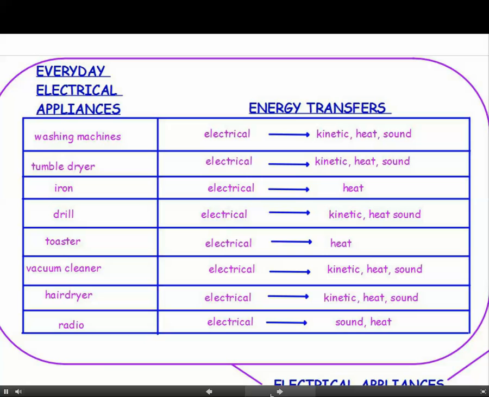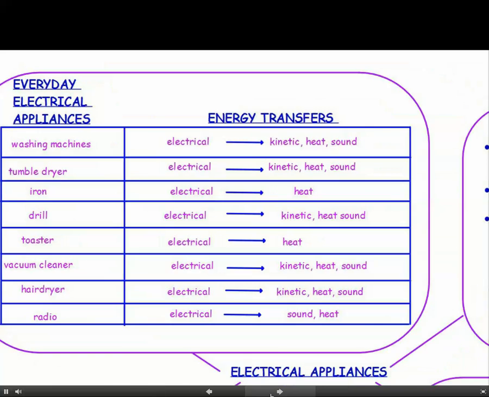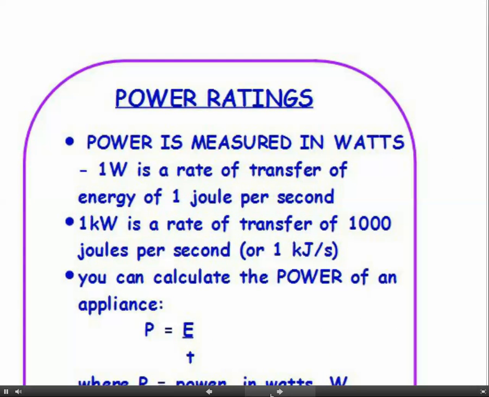So this table shows a wide range of everyday electrical appliances and the energy transfers which take place within those appliances. So the device is supplied with electrical energy and then it changes it into other forms. Some of those changes are useful and some of them are not useful. You see in every case some of that electrical energy is changed into heat energy, whether that's the intended energy transfer or not.